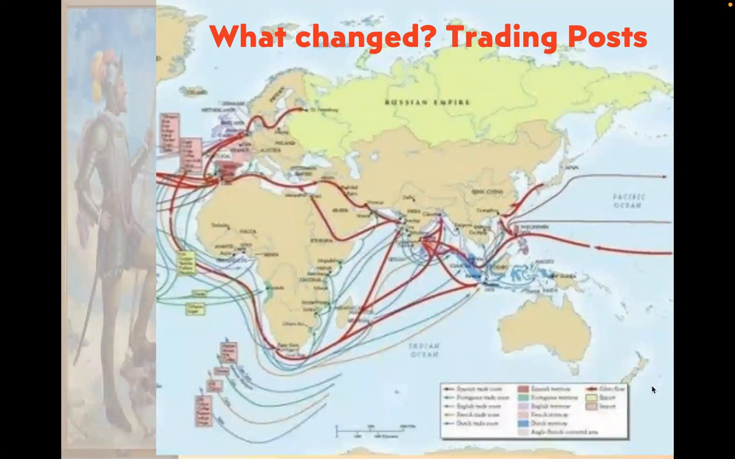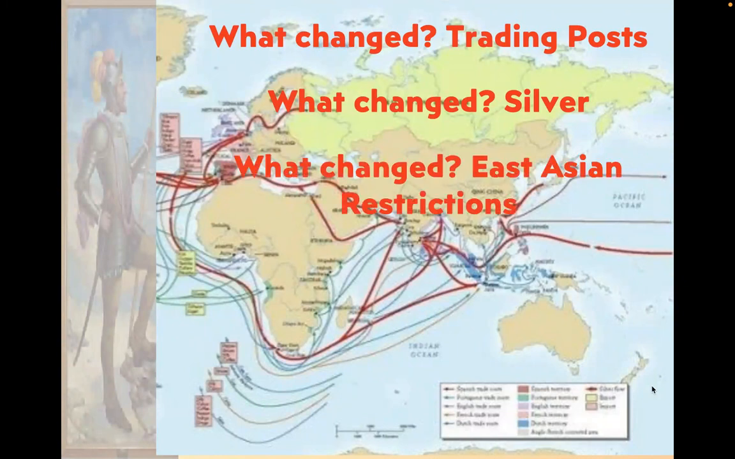Okay. The big change is going to be the development of trading posts, meaning that Europeans are going to have control of maybe something as small as an actual building, or in some cases, especially toward 1750, entire cities that they're focusing on, controlling trade through. Okay. Second thing is that this is where a majority of the world silver went, especially into the Indian Ocean system, because both the Mughals and the Chinese were very, very wanting silver.